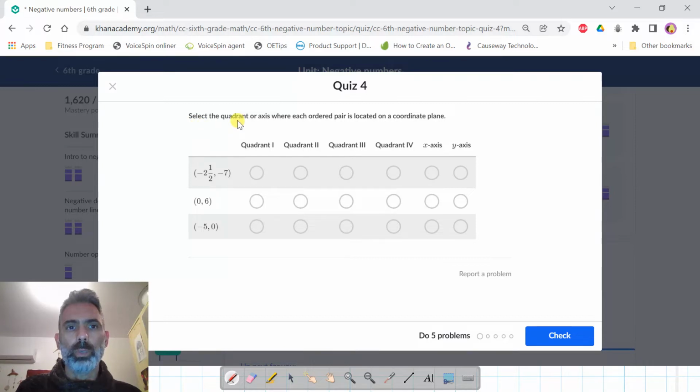Select the quadrant or axis where each ordered pair is located on a coordinate plane. Okay, (-2.5, -7).